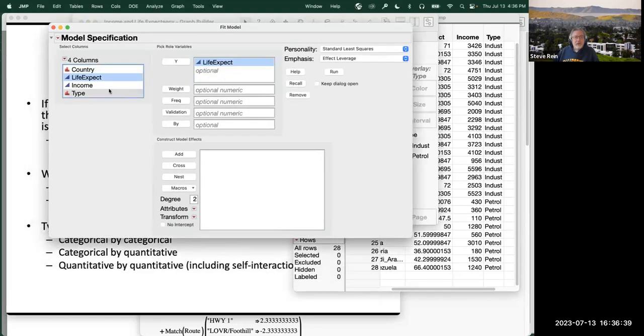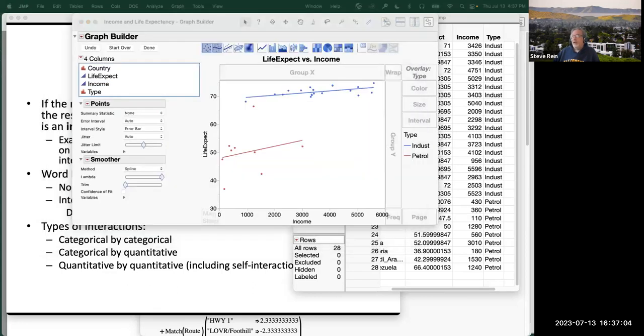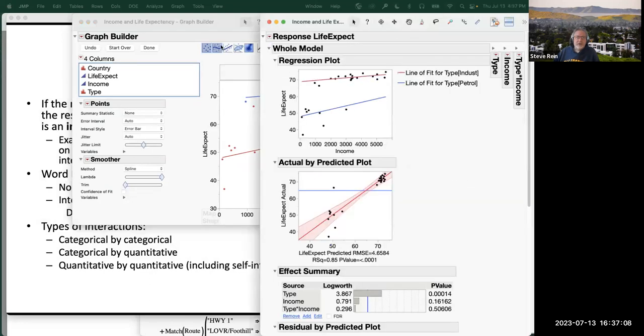Life expectancy could depend on, let's go with country type first and income second. It shouldn't really matter. But I'm going to have income and type. I'm going to cross those to allow for the slopes to differ, the slope of income related to life expectancy to be different between the two types. Run that analysis, and I'll show you over here after I eliminate the things I don't want.